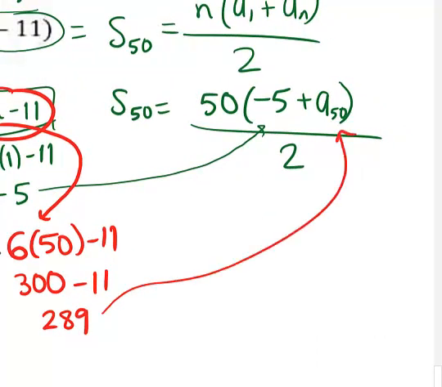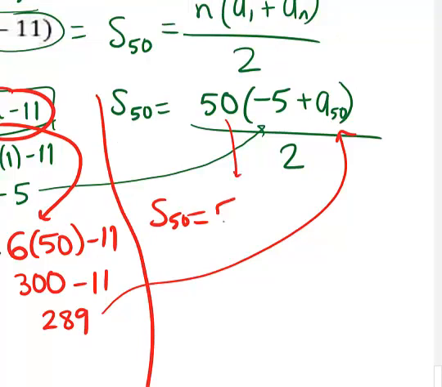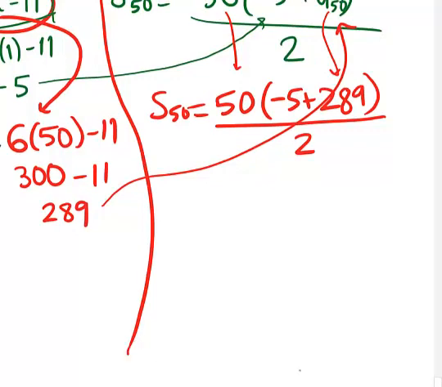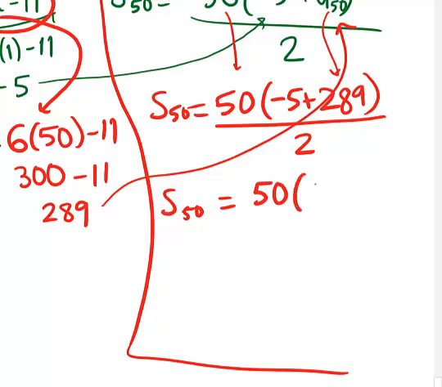And once we do that, then everything should simplify down nicely. And I think we're all done after that. Let's see here. I'll just draw a little line. Okay, S50 is, we already had 50 times, and then parentheses, negative 5 plus we just found the 50th term to be 289, so I'll go ahead and replace that. And now it's just a matter of simplifying this. So we have s sub 50, which is the sum of the first 50 terms. 50 times negative 5 plus 289 is 284, I believe. Is that right? Yeah. Over 2.